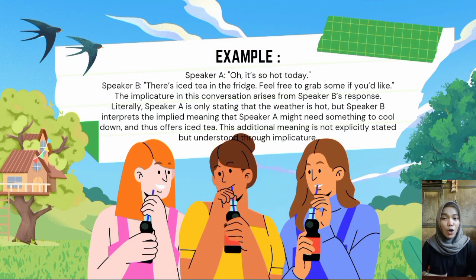Speaker A: Oh, it's so hot today. Speaker B: There is iced tea in the fridge. Feel free to grab some if you'd like. So the implicature in this conversation arises from Speaker B's response. Literally, Speaker A is only stating that the weather is hot, but Speaker B interprets the implied meaning that Speaker A may need something to cool down, and so offers iced tea. This additional meaning is not explicitly stated but understood through implicature.